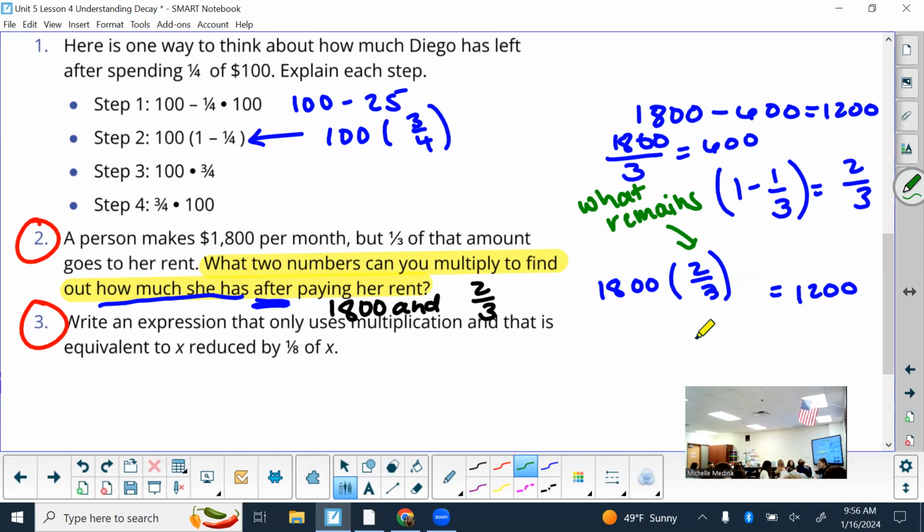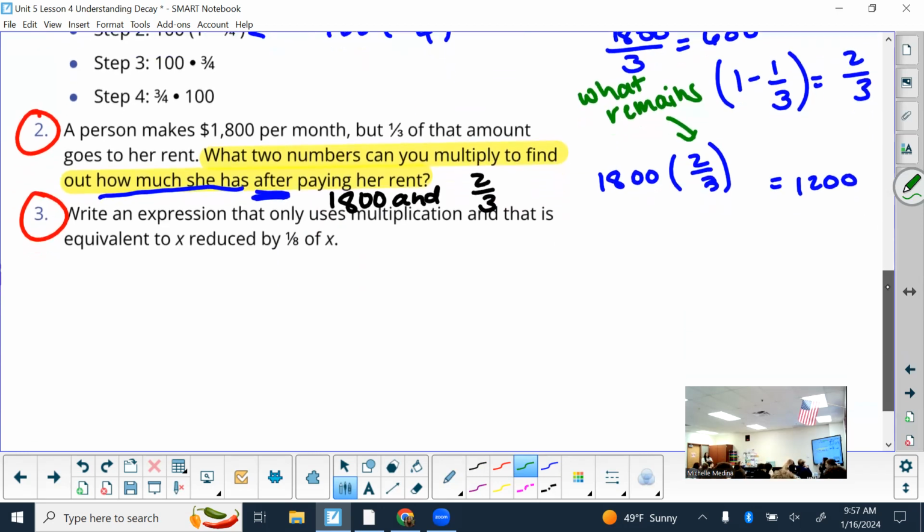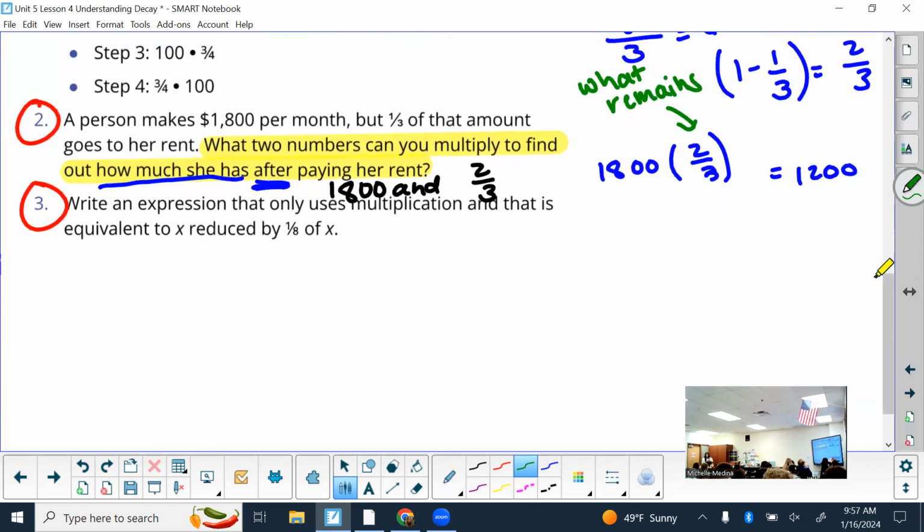All right, good. Let's see. Table 5, you're gonna help me out with number 3. Write an expression that only uses multiplication and is equivalent to x reduced by 1/8 of x. You have the sign difference. So table 5, tell me this, do you have the answer or do I need to give you an easier question first?